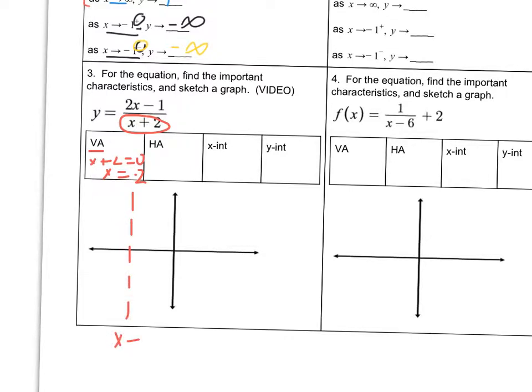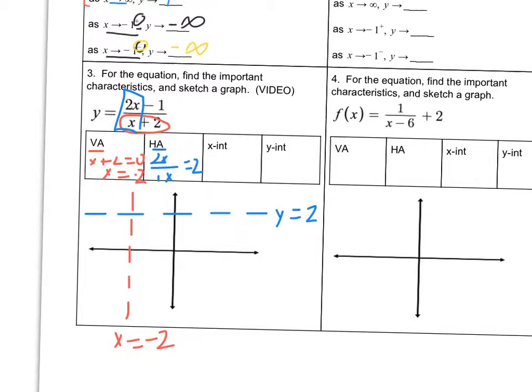x equals negative 2. For the horizontal asymptote, I'm going to plug in really big numbers, and that's going to make the constants, the negative 1 and the 2, go away, leaving me with just 2x over x. 2x over 1x is just 2. So at y equals 2, we're going to have a horizontal asymptote.